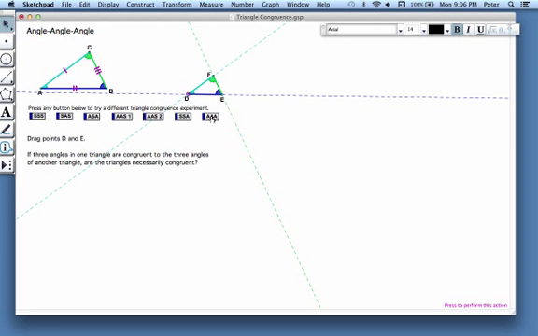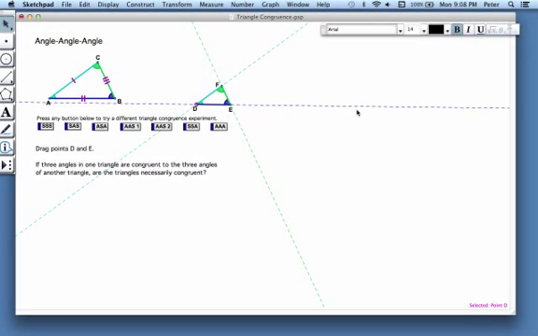Now, I would like you to pause the video and check out the other 6 possibilities. Side, side, side, side, angle, etc. to determine whether or not those combinations of sides or angles is a way to prove that triangles are congruent. If there's no way that you can manipulate the triangle on the right and have it be a different size than the triangle on the left, then it is a way to prove triangles congruent.